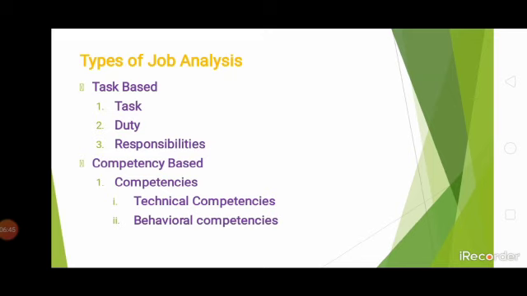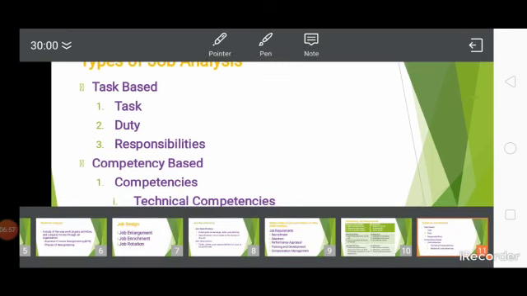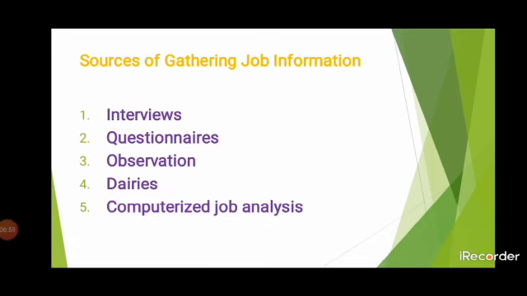That is two different competencies. That is, first one, technical competency, second one, behavioral competency. Next, we are going to see about sources of gathering job information. First one is interview, second one is questionnaires, third one is observation, fourth one is diaries, and the last one, computerized job analysis. So these are the sources to gather job information.